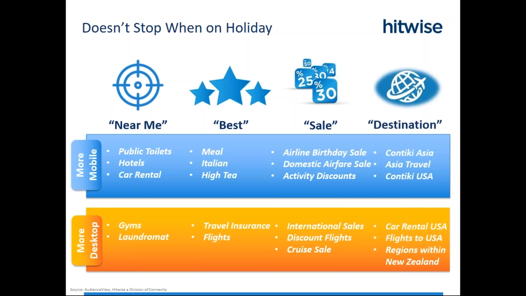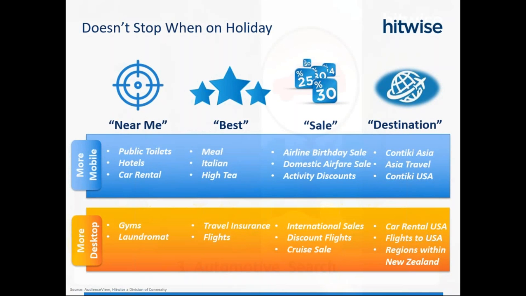And then for anything destination specific, those that were more likely to do research through search on their mobile were looking at things like Kentucky Asia, Asia Travel, and Kentucky USA. So this would strongly be associated with those searching for the Kentucky product, which is under the age of 34. So that's not a surprise at all. More likely to be on the desktop was car rental, flights to the USA, and regions within New Zealand. So this is more of the heavy research kind of stuff where they're planning, price comparing, etc.